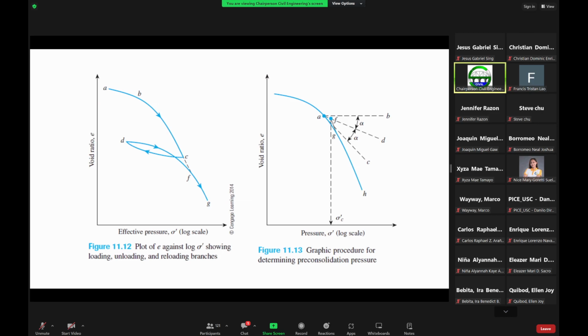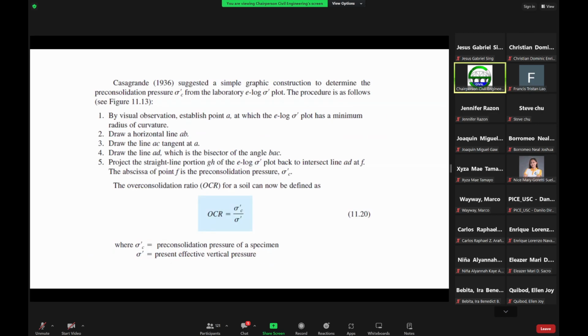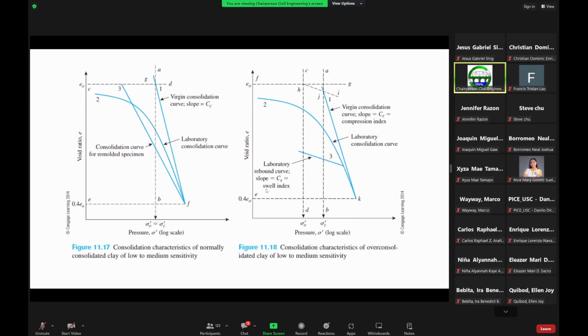Okay, so then we can substitute that one here in this formula. So here we see now the two consolidation characteristics. In this case, for a normally consolidated clay, and then this one for an over consolidated clay. Okay.